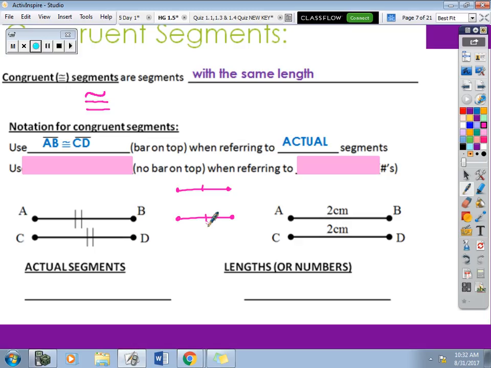You could do 3 or 4 little hash marks, or as many as you like, but you have to have them matching. In this scenario, these are actual segments with no numbers, so we would say segment AB is congruent to segment CD.